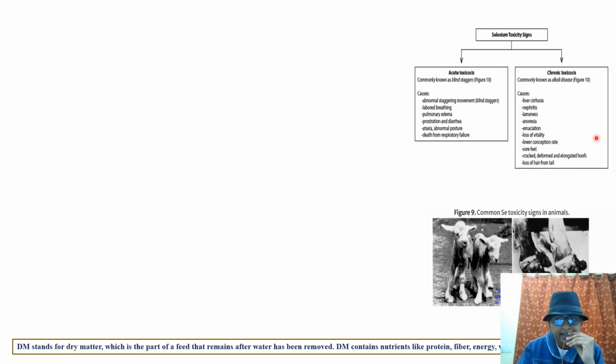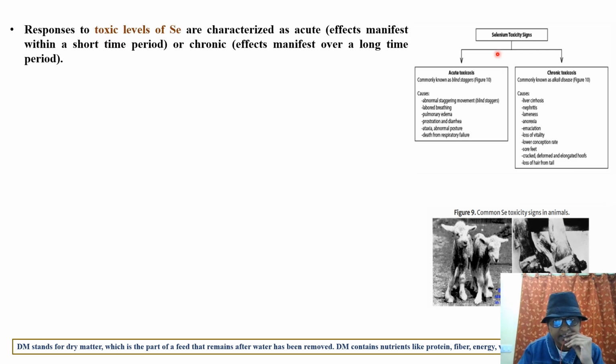Let's see in more detail how selenium causes acute toxicity and chronic toxicity. Responses to toxic levels of selenium are characterized as acute and chronic. Here you can clearly see the acute effects, some of which we have discussed, and here are the chronic toxicity effects. You can pause the video and read in detail. See cracked and deformed, elongated hooves, loss of hair from the tail, loss of vitality.